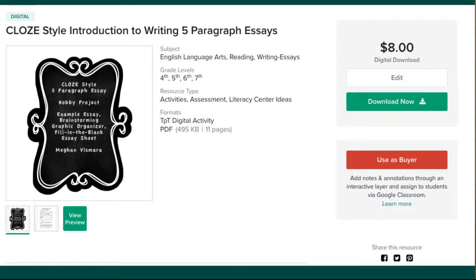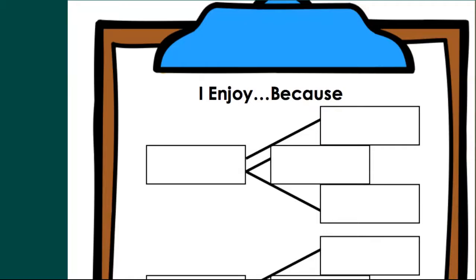So the first thing I do with this CLOZE style introduction to the 5-paragraph essay is I have students brainstorm what they enjoy. And you can see there's a graphic organizer that we do this. Another way that I like to do this is with this kind of writing on sticky notes activity. And so for this, what you do, it's just kind of like a brain dump.